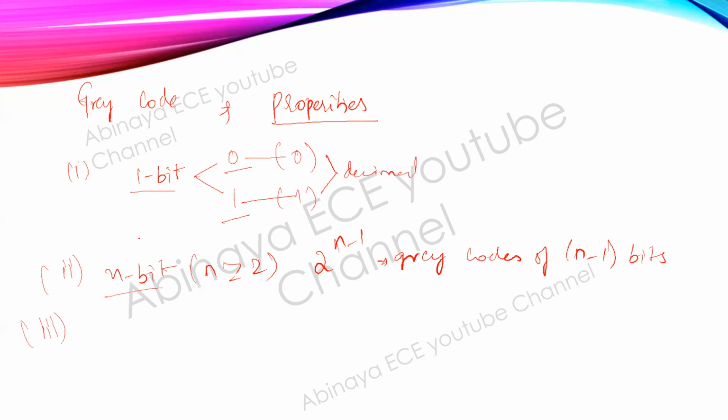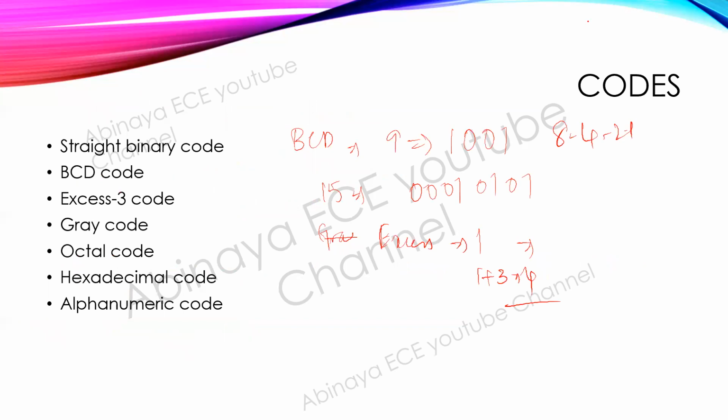The third property: the last 2 power n minus 1 gray codes will be equal to the code words of the n minus 1 bit gray code, written in reverse order. For the exact representation of the gray code, I will show it in the next video. Here we are discussing codes, so we'll continue with that.